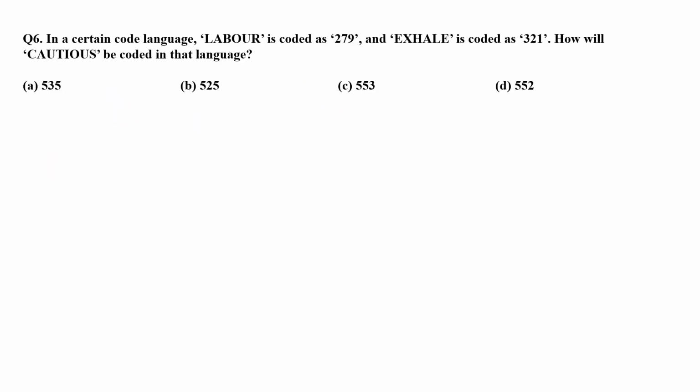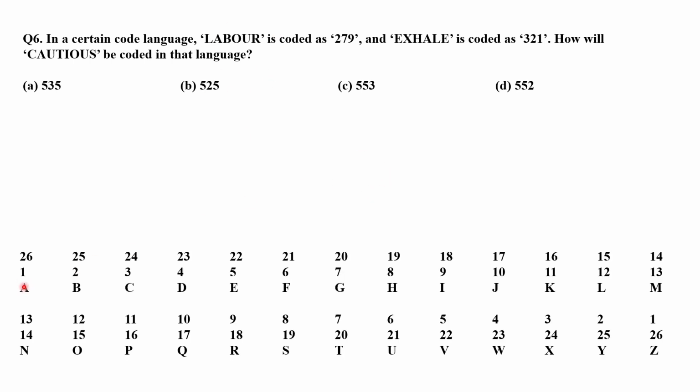Now next question. In a certain code language, labor is coded as 279, Excel is coded as 321. How will cautious be coded in that language? First of all, you keep the alphabetical list ready. Here I have given the order in both ways, forward direction and backward direction, because sometimes I have seen that the pattern is from the backward direction. So I have written both.